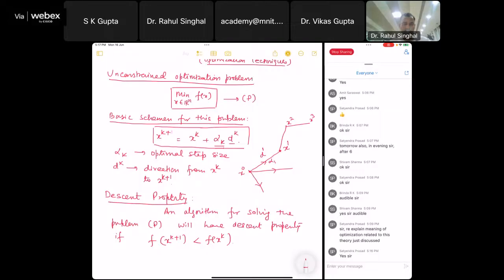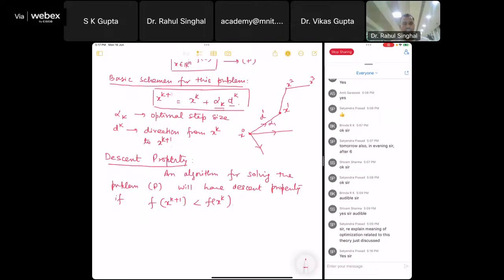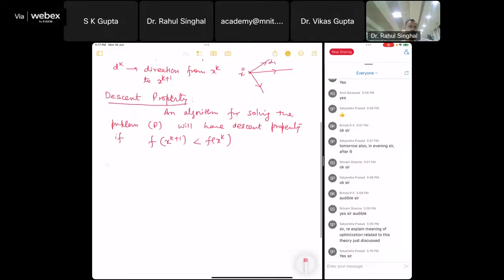Okay. I want to say that the basic scheme is that you are moving from one point to another point in some direction d_k, with some step size alpha_k. The step size is the length between x0 and x1, similarly x_k to x_{k+1}. We say that the algorithm will possess the descent property if this inequality holds. That means in each step, the value of the function decreases. Now, the next property is order of convergence. So what do you mean by order of convergence?